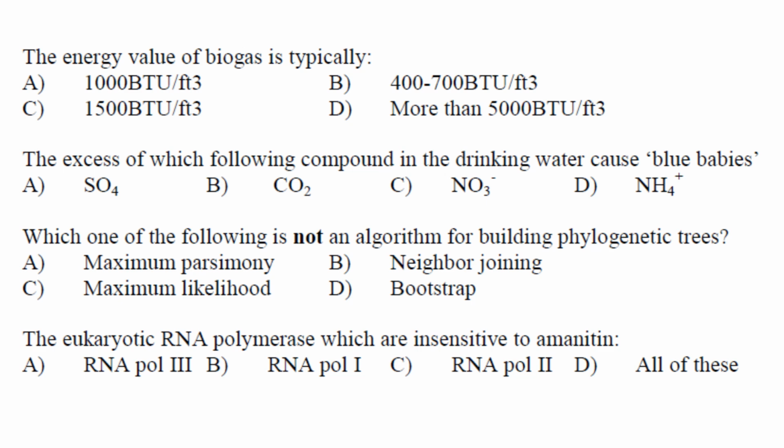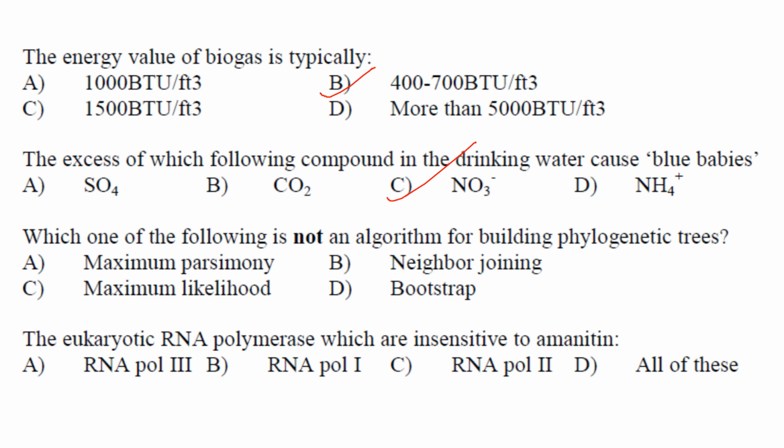The energy value of a biogas is typically, so energy value refers to the amount of energy contained in the biogas, and in biogas it depends on methane content, carbon dioxide content and other gas content. So the answer here is 400 to 700 BTU per feet cube. Answer is option B. The excess of which of the following compound in the drinking water cause blue babies? It is NO3 minus. Answer is option C, that is nitrates.